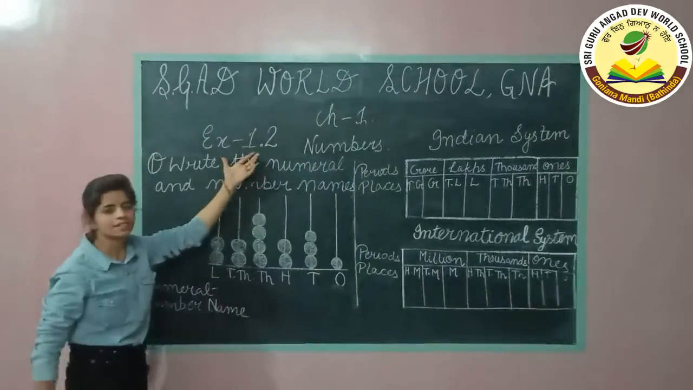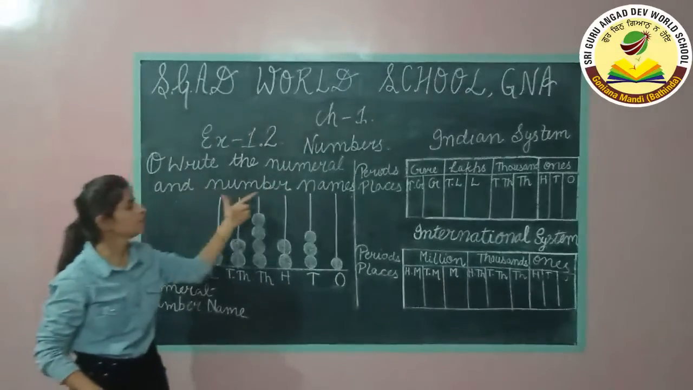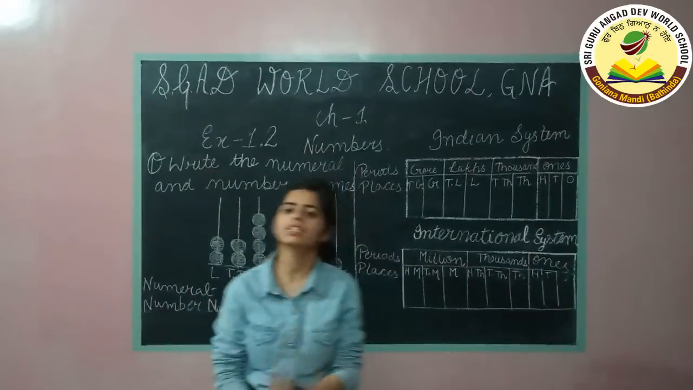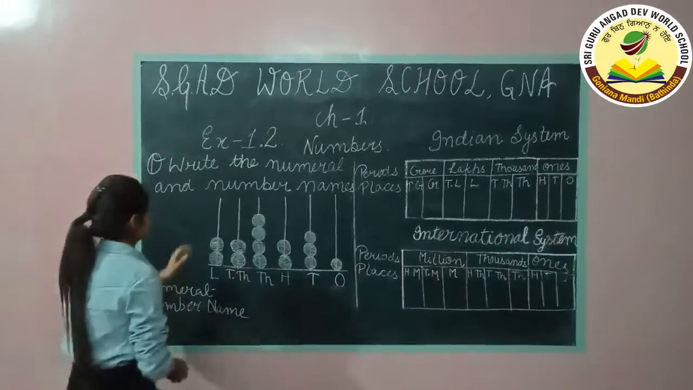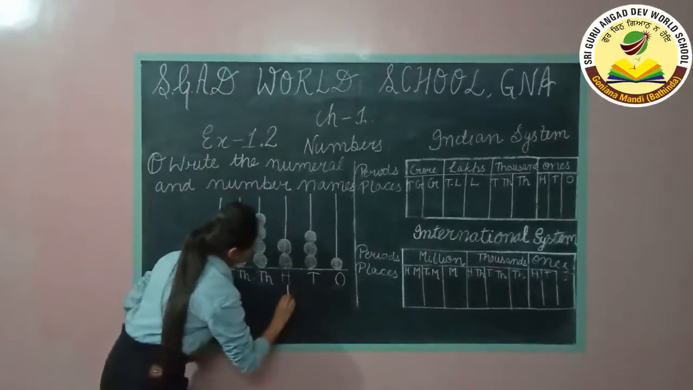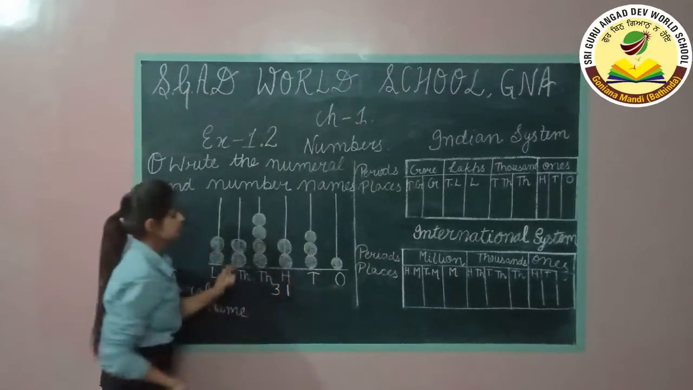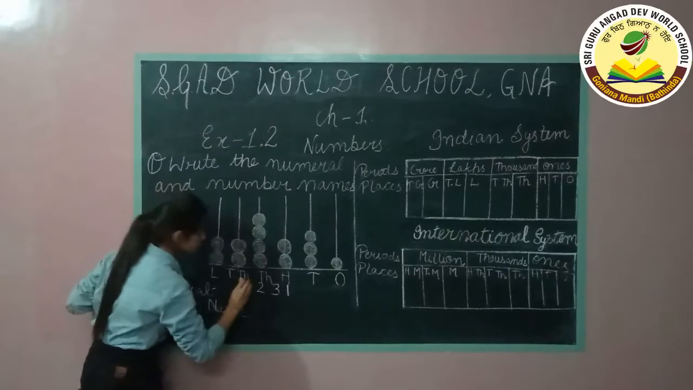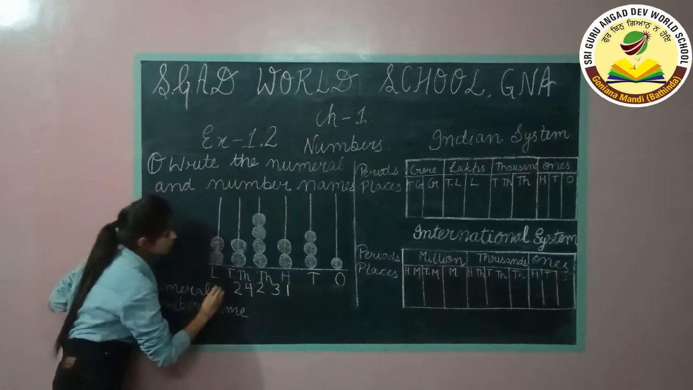Now we start exercise 1.2. The first question is: write the numeral and number names. Numeral means we write the number in figures, and number name means we write it in words. Now we write: at the ones place there is one sphere. At the tens place there are 3 spheres. In the 100 place there are 2 spheres. In the 1000 place there are 4 spheres. In the 10,000 place there are 2 spheres, and in the lakh place there are 2 spheres.